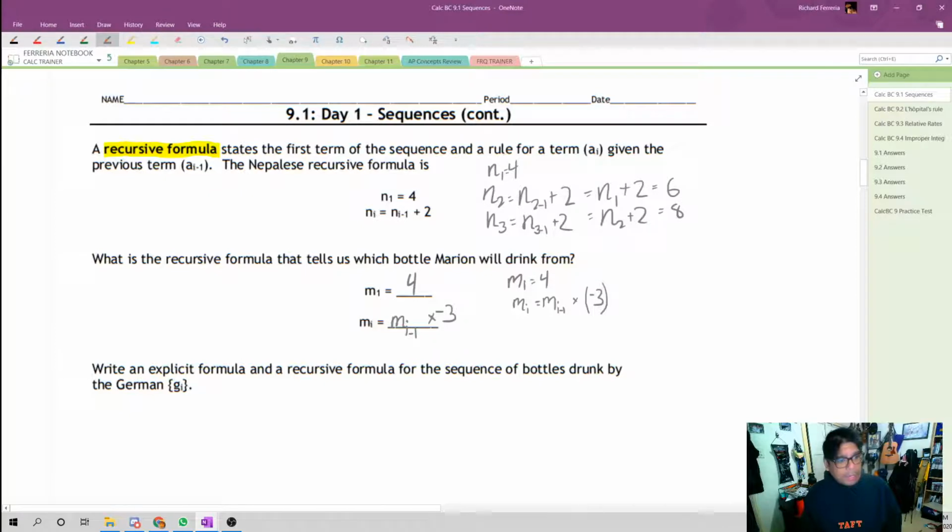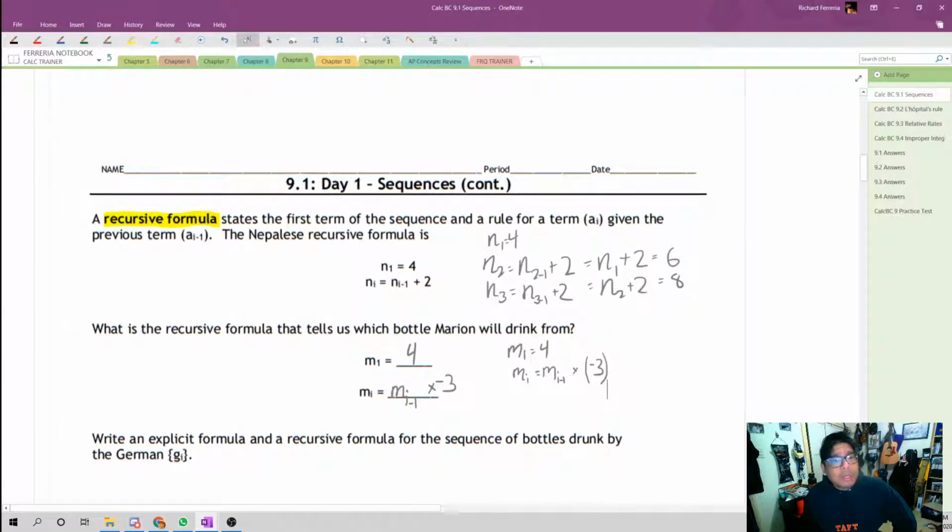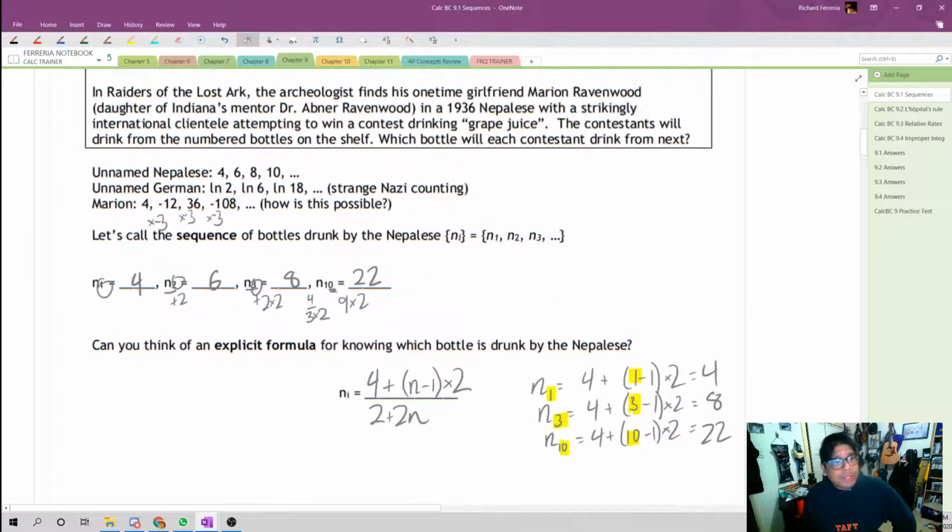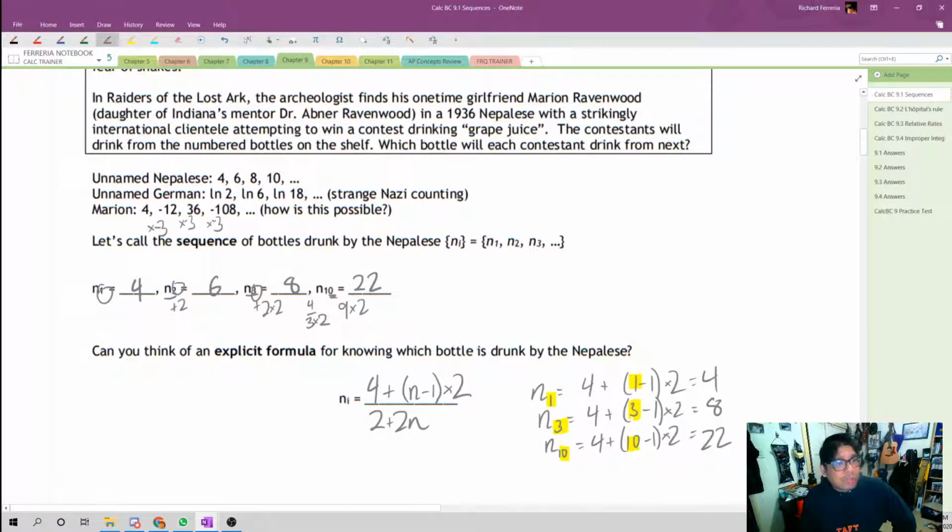Okay, so next, let's write an explicit and general formula for the sequence of bottles drunk by the German. We're going to call that g sub i. Looking at the German sequence, we've got natural log of 2, natural log of 6, and natural log of 18. If you don't think about the natural log, but think about the 2, 6, and 18, there seems like there could be a pattern there.